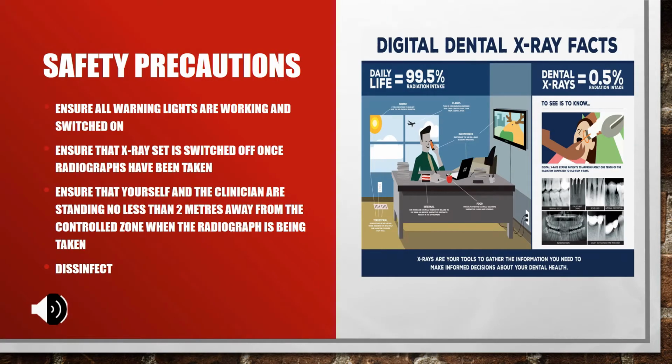As well as having the correct PPE for the clinician and the patient, there are certain safety precautions that must be taken. This is ensuring that the machine is working correctly and that all warning lights are switched on. Ensuring that the radiograph machine is switched off after the x-rays have been taken. And usually we require the clinician to stand 2 meters away from the controlled zone. This is where the x-ray would be taken. This limits exposure to the radiation that would be emitted. The x-ray machine must also be disinfected before and after use.